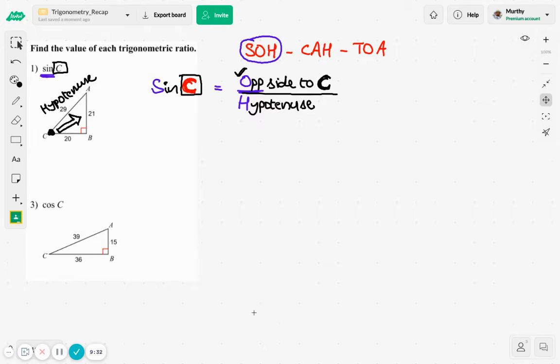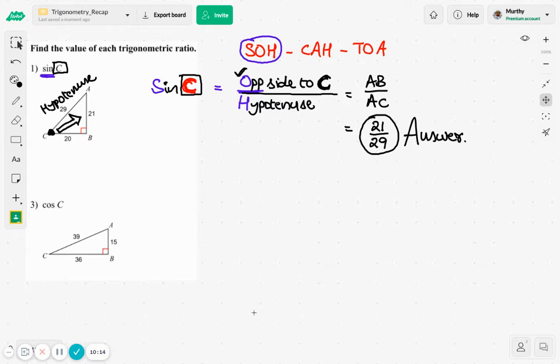So opposite side to C here is AB, and I know the hypotenuse is AC here, and then just plug in the numbers. AB is going to be 21 and the hypotenuse is 29. As far as possible, express the given fraction in its lowest terms, so 21 over 29. I know that the numerator and denominator cannot be divisible by 2 or 3 or any other number. Therefore, it is already in its lowest terms, and this is going to be my final answer for sin C.